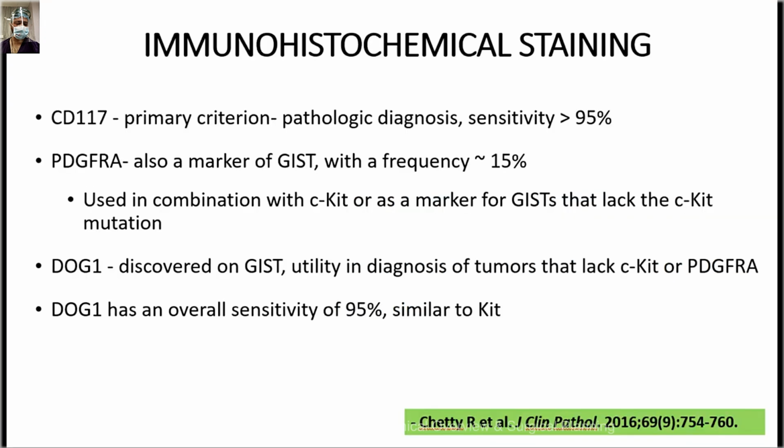The IHC staining is the cornerstone of the diagnosis. CD117 is the primary criterion in pathological diagnosis, with sensitivity of more than 95%. Platelet-derived growth factor receptor alpha is also a marker of GIST, with a frequency of approximately 15%. It is used in combination with c-KIT or as a marker for GIST that lacks the c-KIT mutation. DOG1, discovered on GIST, is useful for diagnosis of tumors that lack c-KIT and PDGFRA. DOG1 has an overall sensitivity of 95%, similar to KIT.